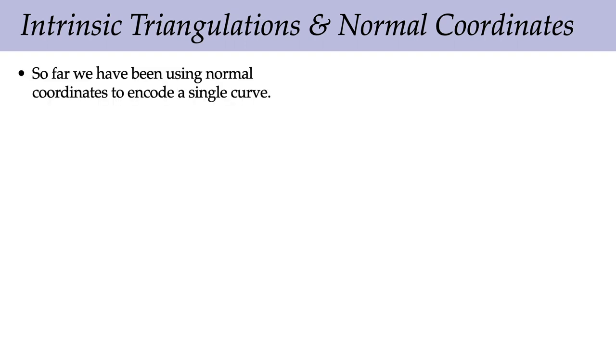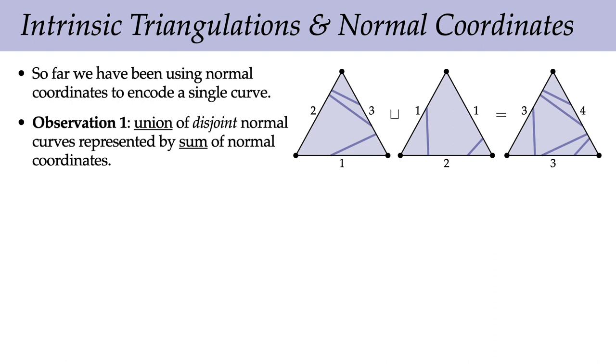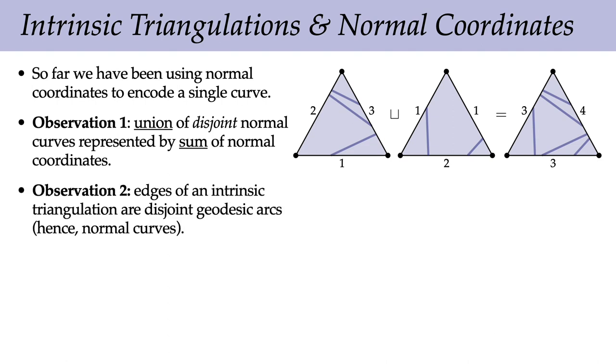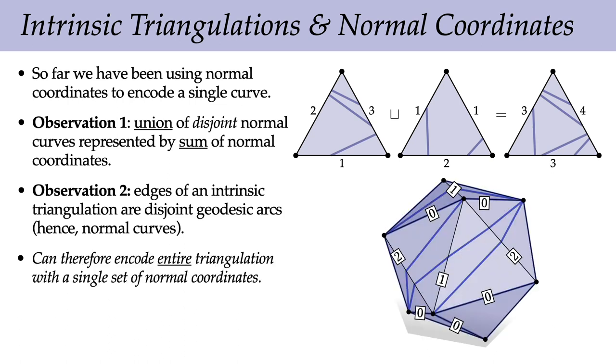Okay, so far we've been using normal coordinates just to encode a single curve, but here's a nice observation. If we have a union of a disjoint collection of normal curves, then they can be represented by the sum of their normal coordinates. Another observation is that the edges of an intrinsic triangulation are disjoint geodesic arcs, hence normal curves. So we can actually encode an entire triangulation unambiguously with a single set of normal coordinates. Pretty amazing. And we're going to just store 0 if the edges are contained in both triangulations.